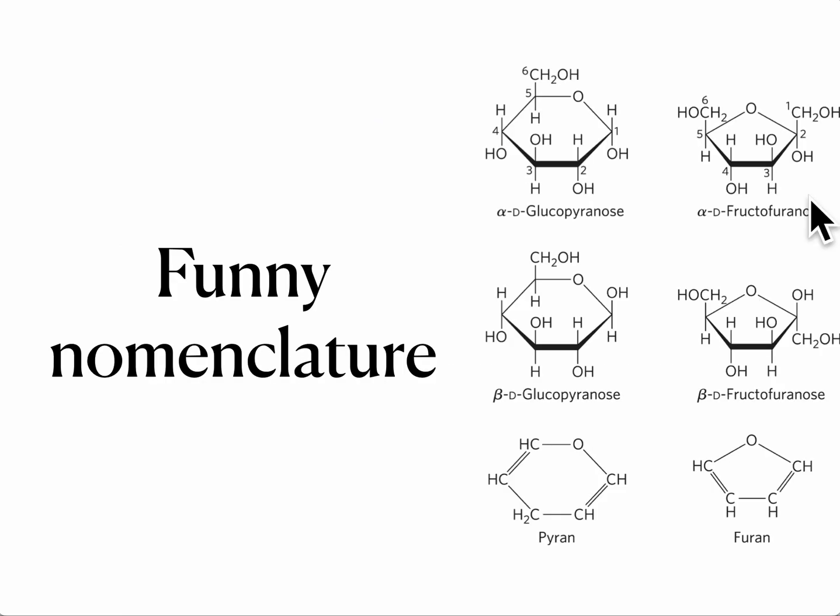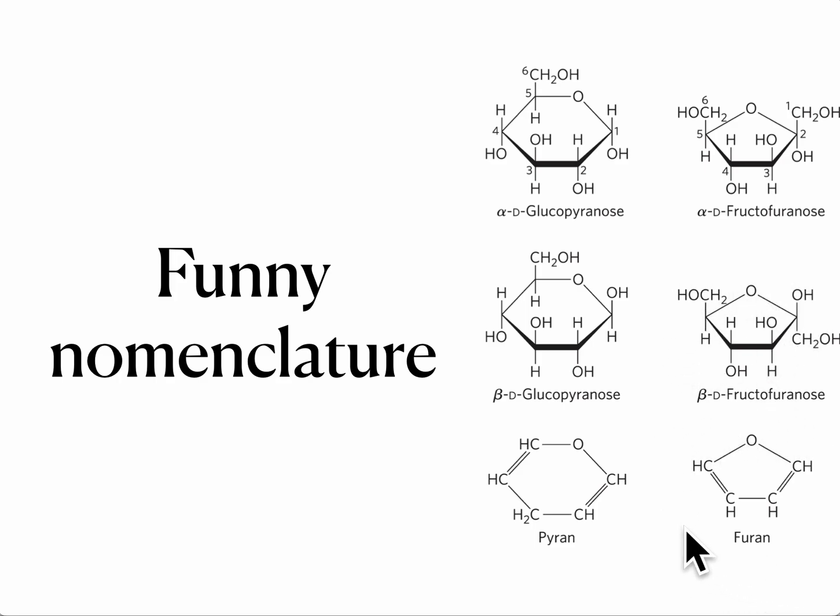All right, so you might have noticed that we were calling glucose in the ring form glucopyranose. Why is that the case? Because the ring form of glucose resembles this molecule called pyran. So that is why we call it glucopyranose. Of course, we need this prefix, alpha or D, beta or L, to know more about it. And for fructose, because it looks like furan in its ring structure, it's called fructofuranose.